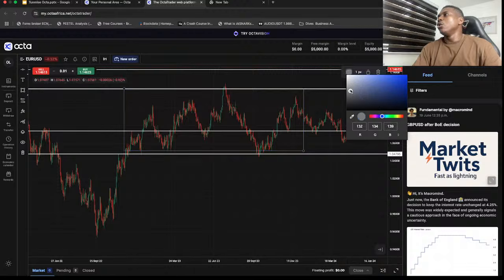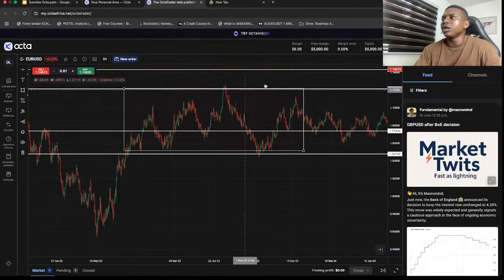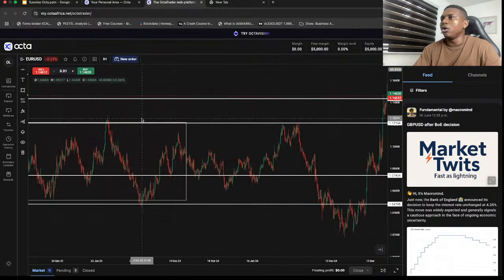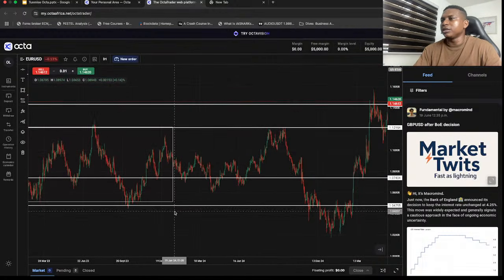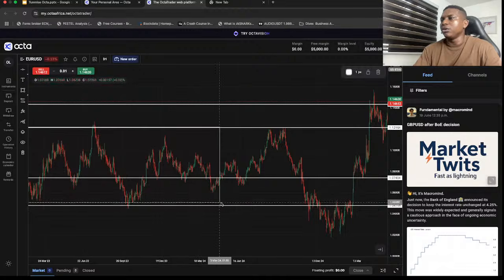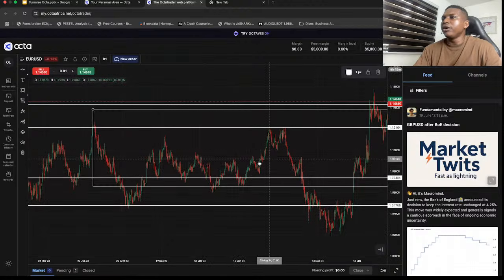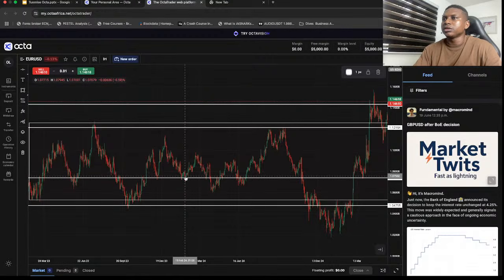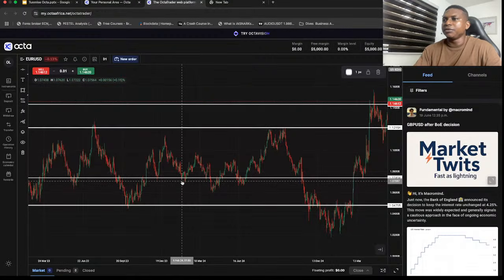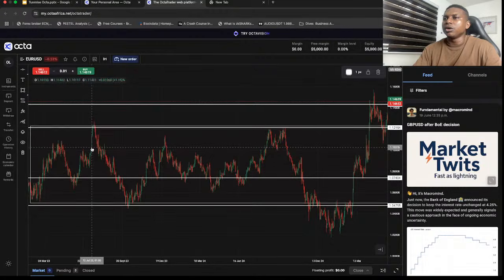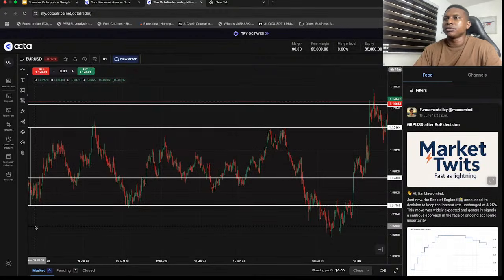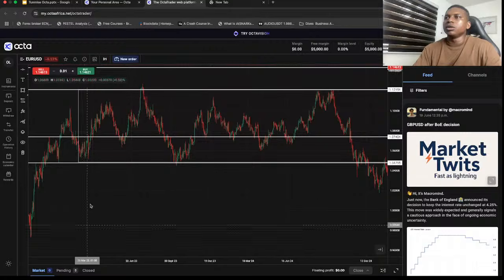All right, so we can see how price has been moving within this triangle, and on and on like that. We can see how long the triangle has gone. Now from here on, on the daily time frame, we can see how price has been ranging.